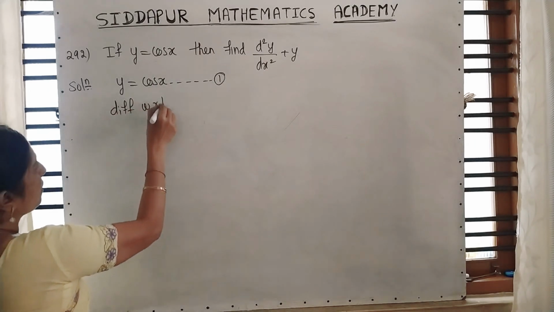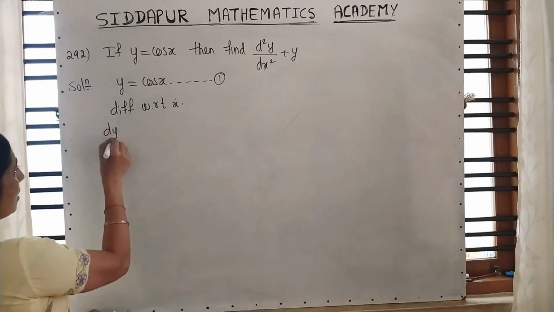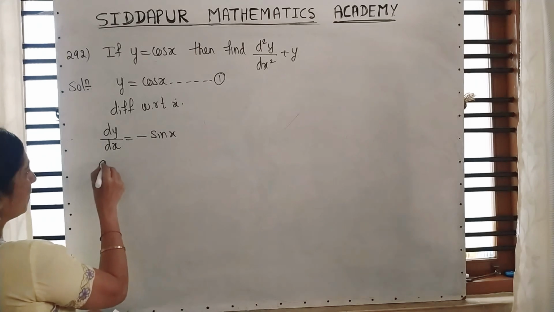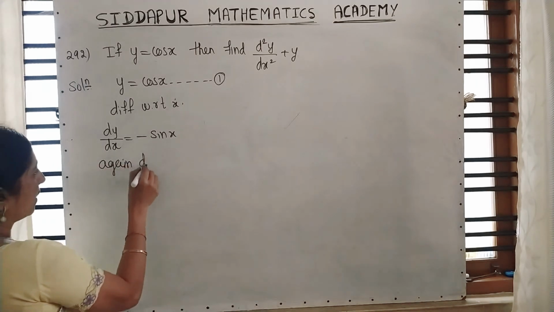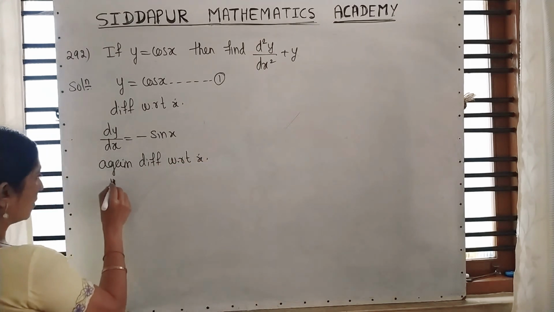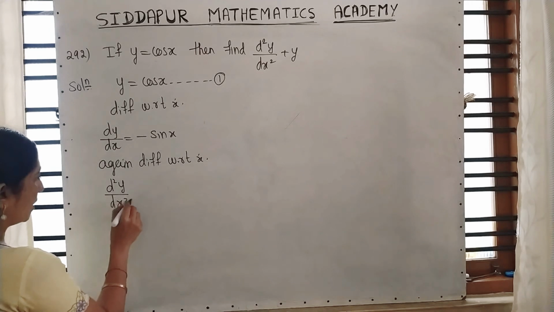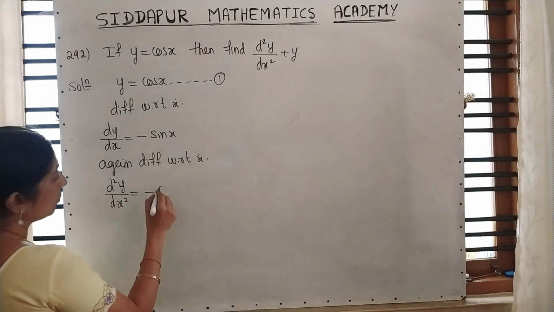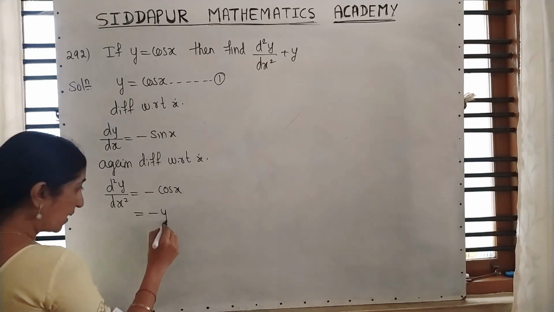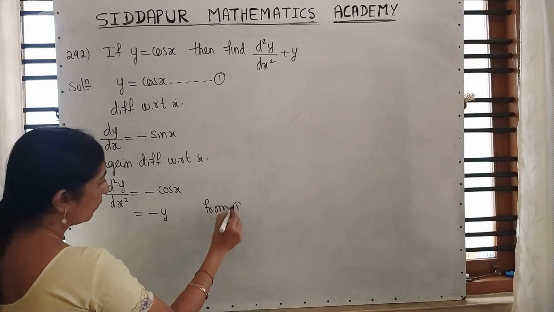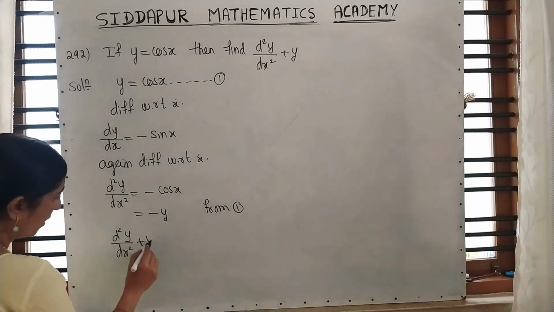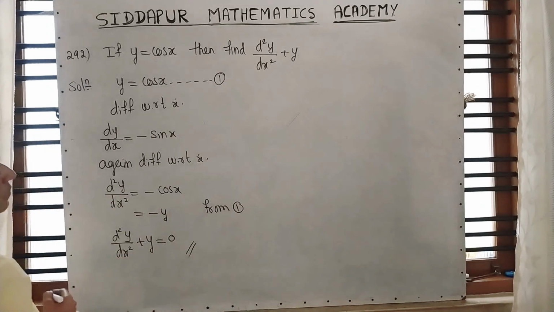Differentiating with respect to x. This is the dy upon dx. Differentiation of cos x is minus sin x. Again differentiating with respect to x. D square y upon dx square, keep minus as it is. Differentiation of sin x is cos x. Cos x is y, this is from equation 1. Take minus y on this side. D square y upon dx square plus y is equal to 0.